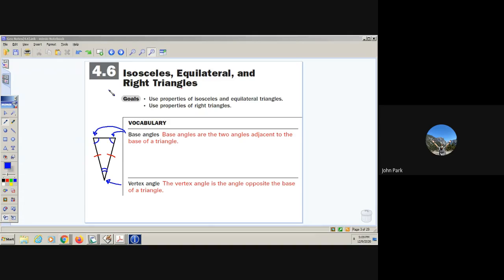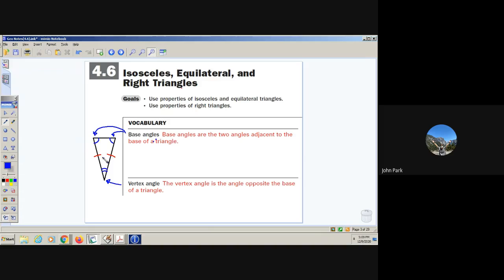And so the vocabulary about base angles, just know that the base angles do not necessarily mean that they're at the bottom of the triangle. If you look at here, the triangle is flipped upside down, and so the base angle is not necessarily at the bottom. So in this case, it's on the top, right? And sometimes it'll be on the side.